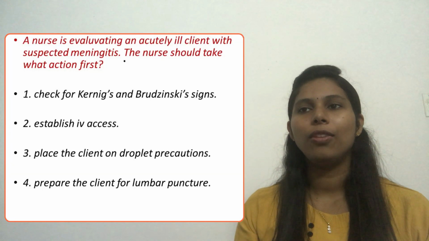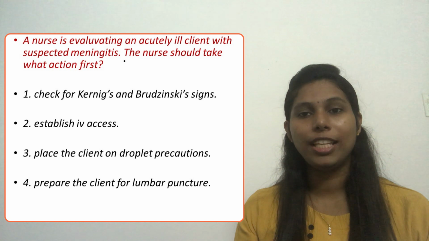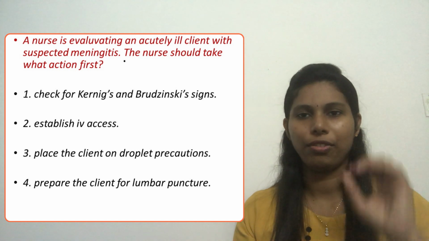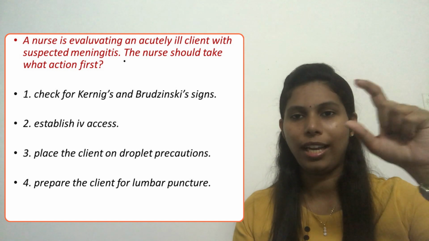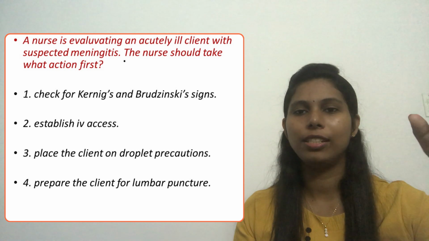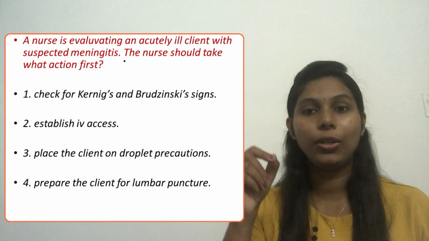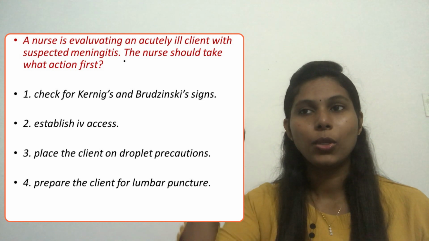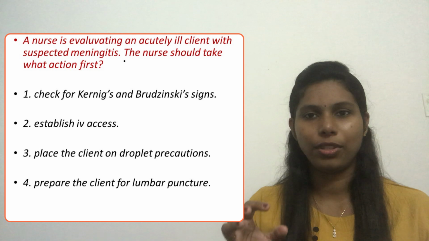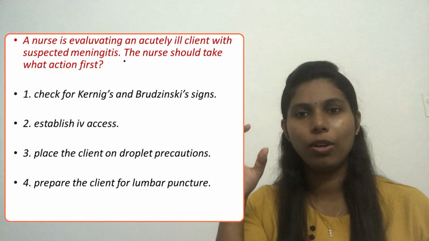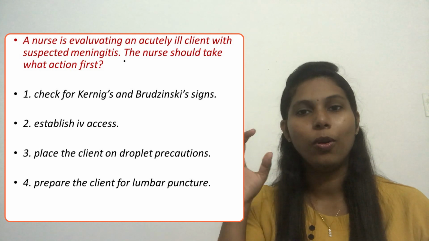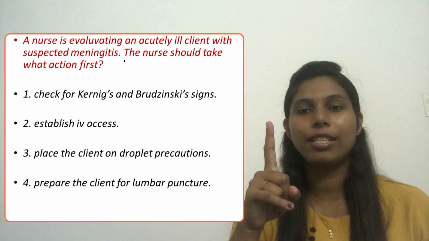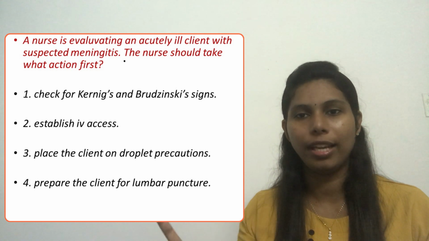A nurse is evaluating an acutely ill client with a suspected meningitis. The nurse should take which action first? Okay, the client might be in the emergency, and the nurse is evaluating an acutely ill client. What is suspected? It might be meningitis. So the nurse should take which action first? Which means out of all four options, all might have to be done, but one option will be the first intervention that the nurse should carry out.